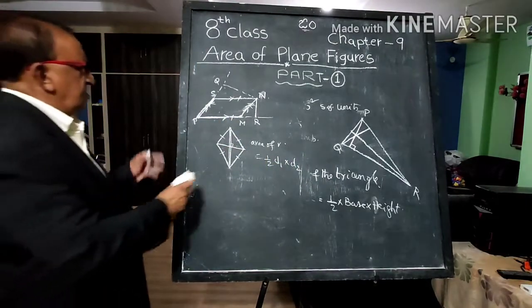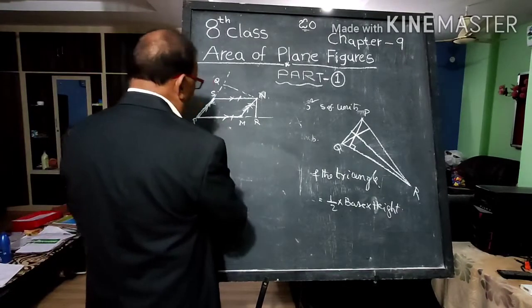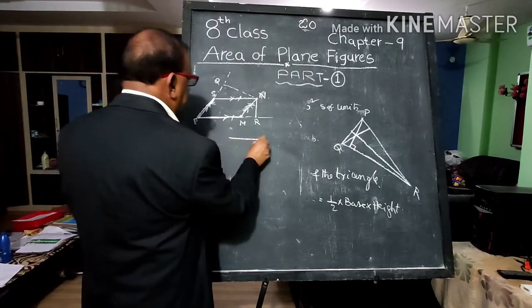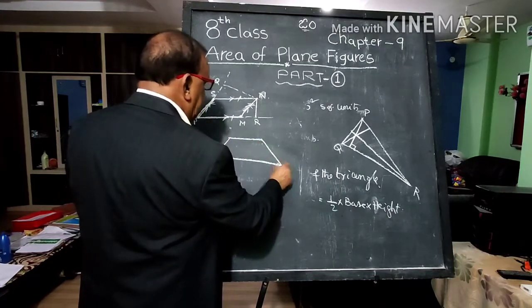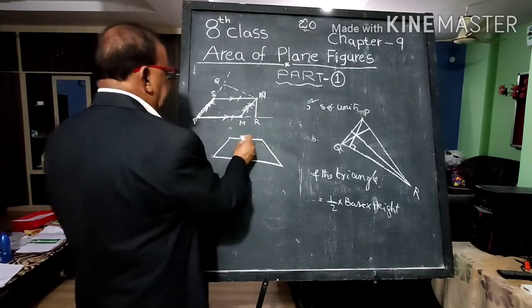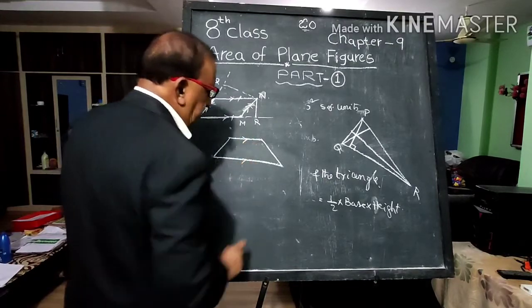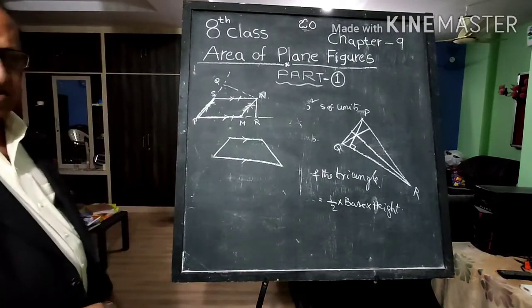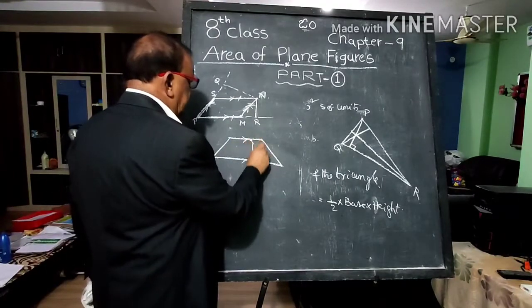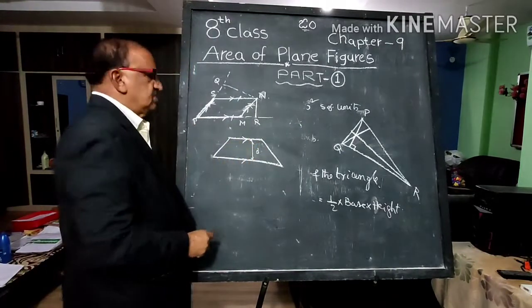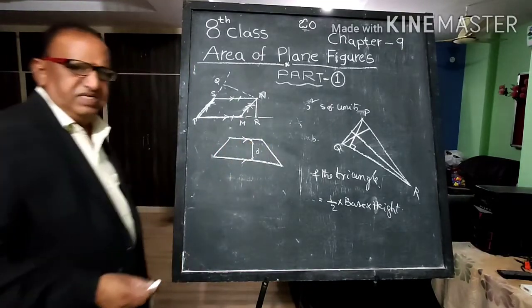Lastly, we have a trapezium. There is one shape I want to touch base with you on. A trapezium is one where two sides are parallel. That means the distance between these two is always constant. This distance is constant. Again, you have to find the area of the trapezium.